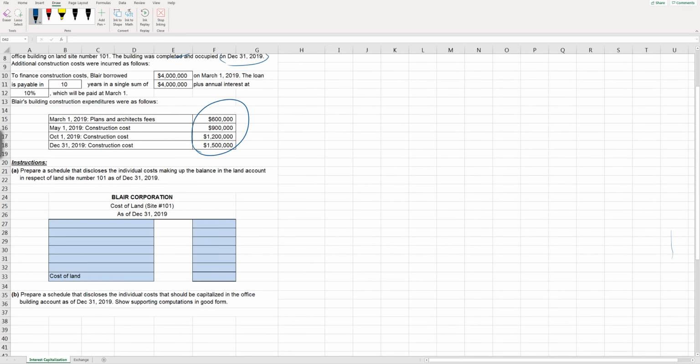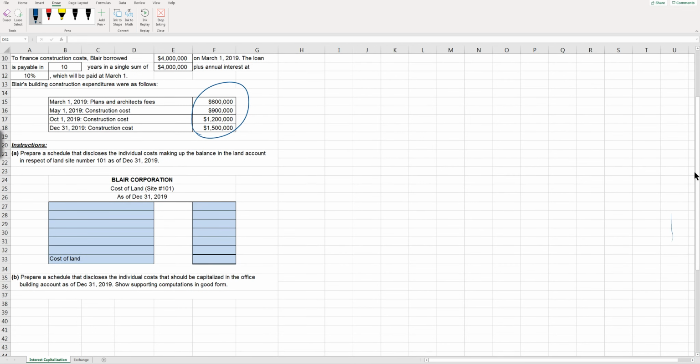So I'm going to prepare a schedule to capitalize interest. So we know it's a qualifying asset. Interest capitalization starts on March the 1st and ends December 31st. All right. So those are the basic settings. Now we're going to calculate the weighted average expenditure.